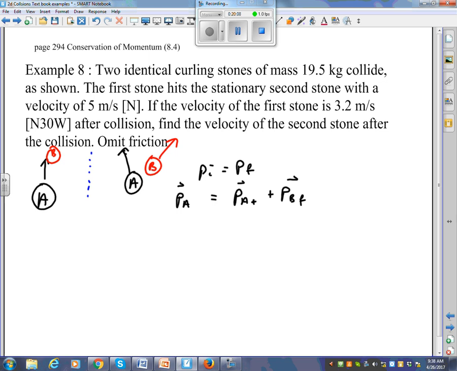Okay, so what am I trying to find here? Find the velocity of the second stone, that's the B after collision. So in other words, this is the one here that I'm trying to find, right? These are vectors. Can I do this by vector subtraction? Absolutely. How do I find PBF? I'm going to take PA and subtract PAF, and those are vectors, is equal to PBF. Right? That vector is that vector minus that vector. Vector subtraction.